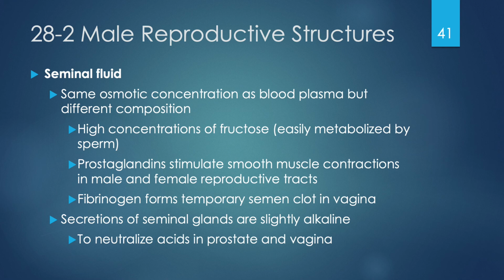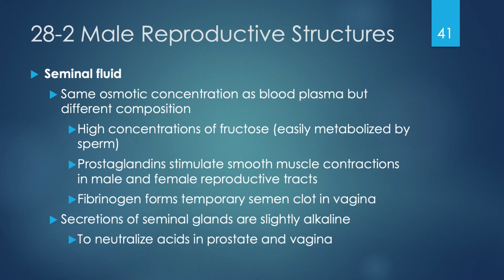The first is that there is a high concentration of fructose in seminal fluid, and this is important because this is an easy, quick source of energy for sperm, so it's easily metabolized by sperm. The second substance in seminal fluid that's different from our blood plasma is prostaglandins. And these prostaglandins play very important roles in both the male and the female reproductive tracts. So in the male reproductive tract, prostaglandins will help to stimulate smooth muscle contraction to help with the expulsion of seminal fluid at orgasm. But in the female reproductive tract, there's a totally different role.